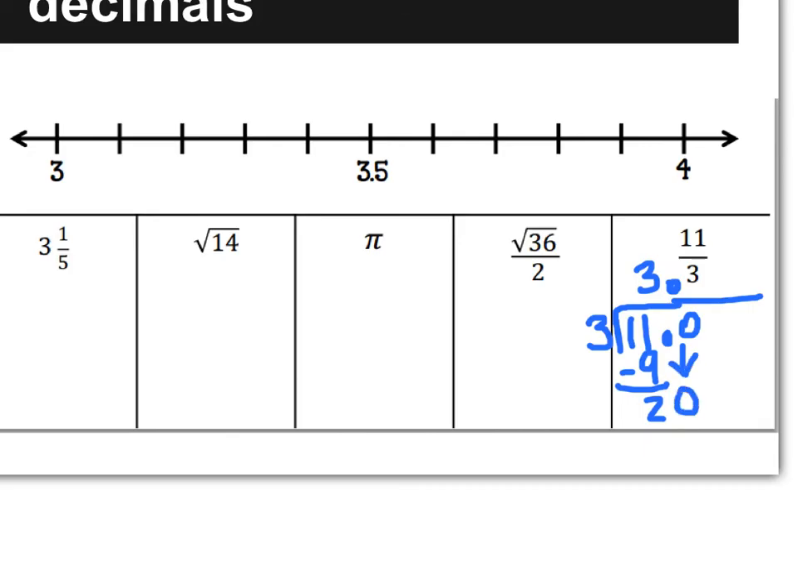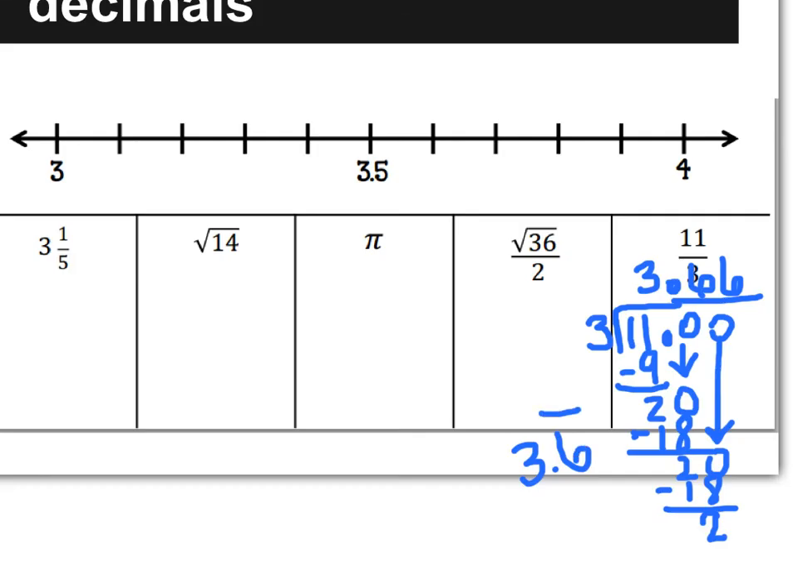3 goes into 20 6 times. 6 times 3 is 18. 20 minus 18 is 2, and we need to add another 0. Our 0 comes down. 3 goes into 20 6 times. 6 times 3 is 18. 20 minus 18 is 2. You'll notice there is a pattern that we start to get a repeating decimal. So 11 thirds is the same as 3.6 repeating.